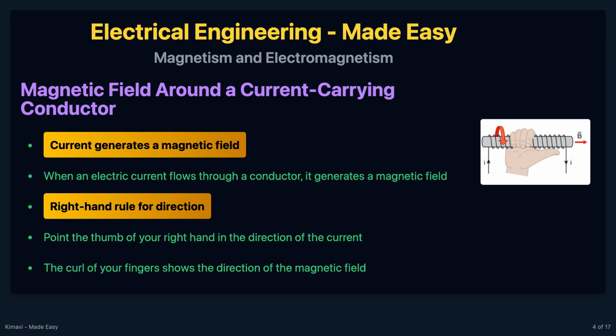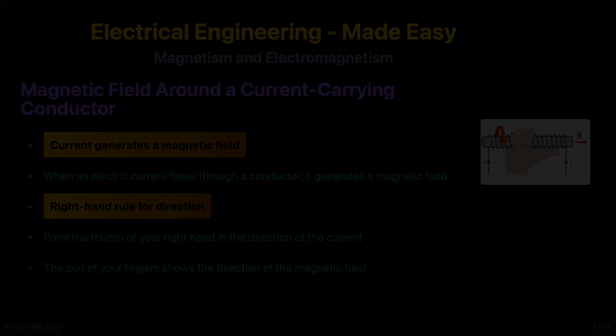When an electric current flows through a conductor, it generates a magnetic field around it. The direction of the magnetic field can be determined using the right-hand rule. If you point the thumb of your right hand in the direction of the current, the curl of your fingers shows the direction of the magnetic field.